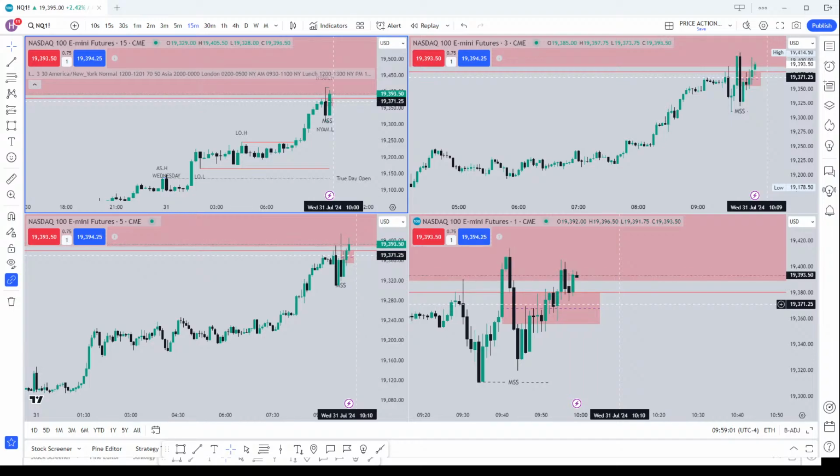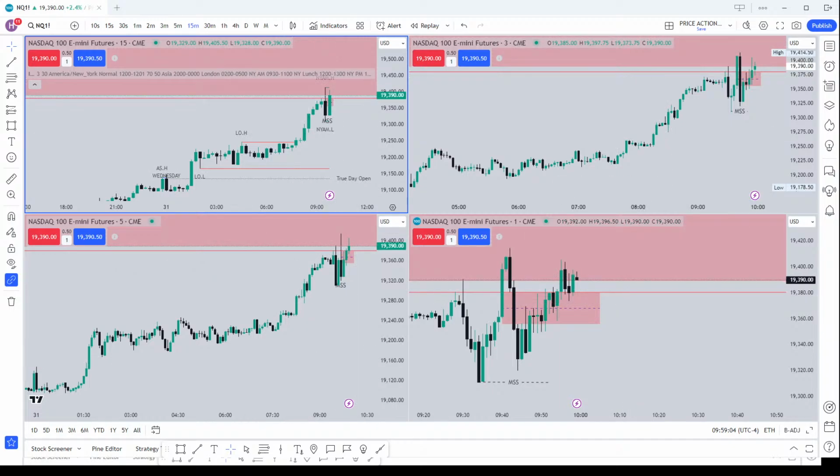The Dow is still dumping, so I don't know. The ES is pumping as well as the Nasdaq.